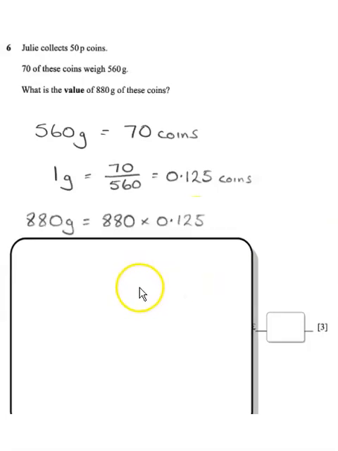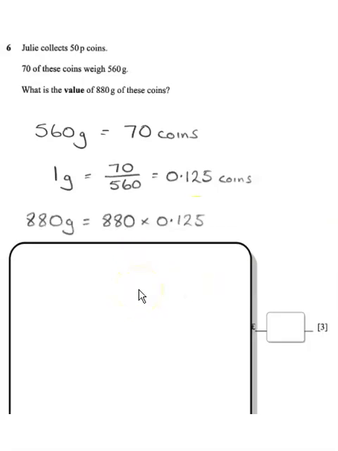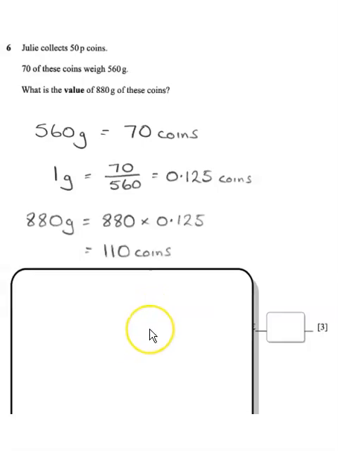And then we find out what 880 grams would be. So we multiply 880 times 0.125, which would become 110 coins. Now we know it's 110 coins, so then the question is asking what is the value of 880 grams of these coins. So we're looking at Julie collects 50p coins.